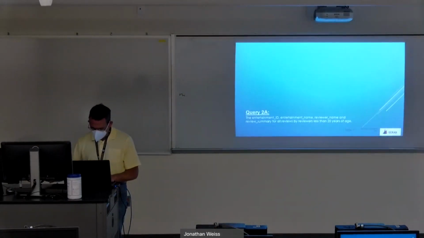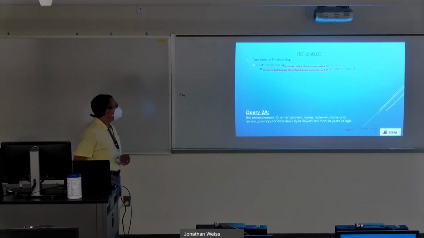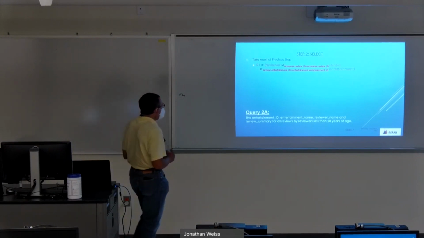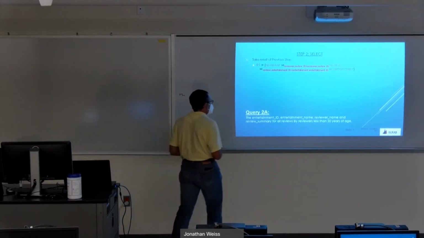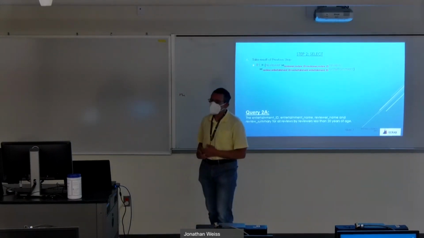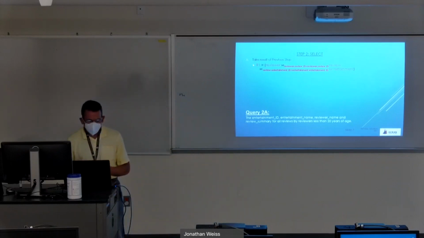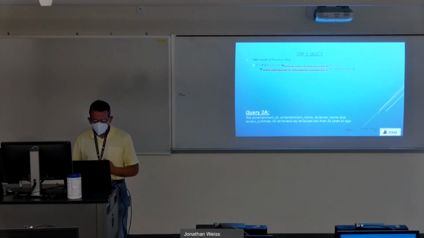So that's the previous step. We've got that. But now we want to find from that only those reviews that are by reviewers less than 20 years of age. I mean, that's the select that we're doing. We're limiting the records that come out of this to only be those that are associated with reviewers that are less than 20 years of age.